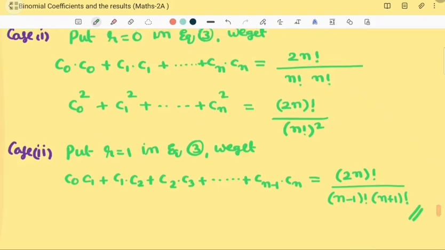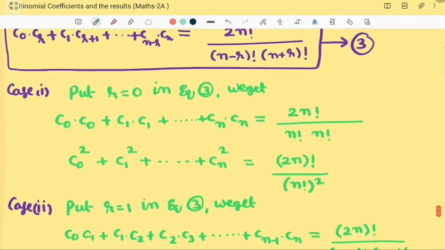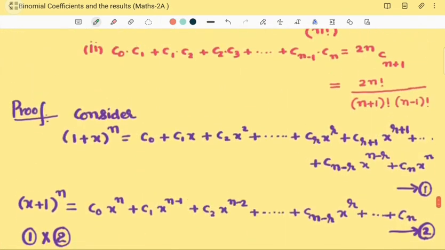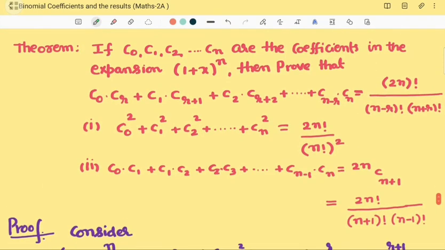This is the way. Once again, I will briefly scroll down to the theorem. This is the theorem we proved. Once again I am revising.